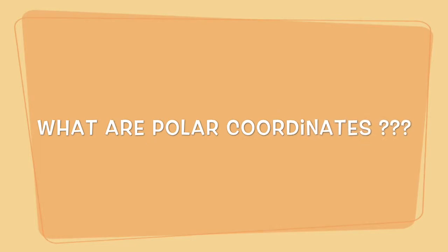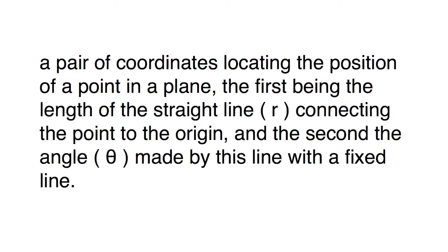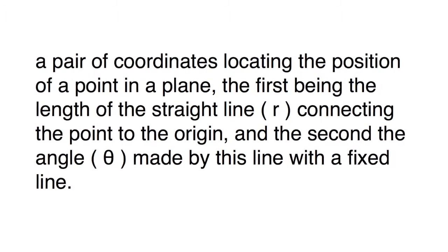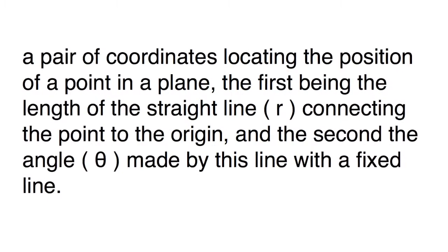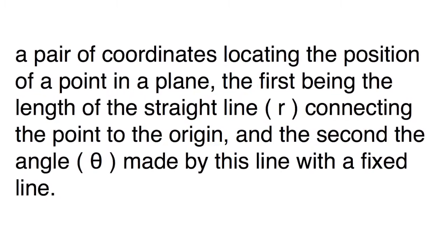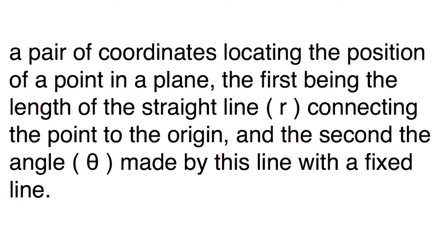What are polar coordinates? A pair of coordinates locating the position of a point on a plane, the first being the length of the straight line r connecting the point to the origin, and the second the angle theta made by this line with a fixed line.